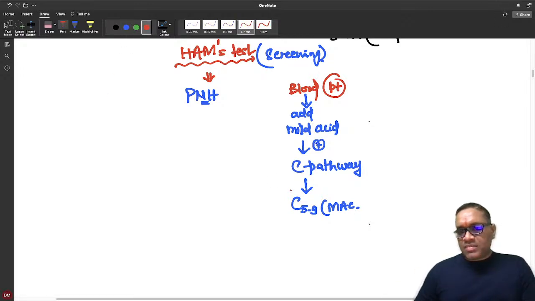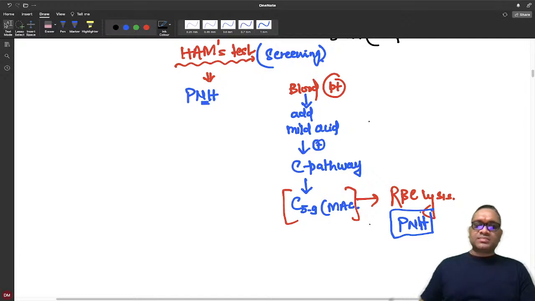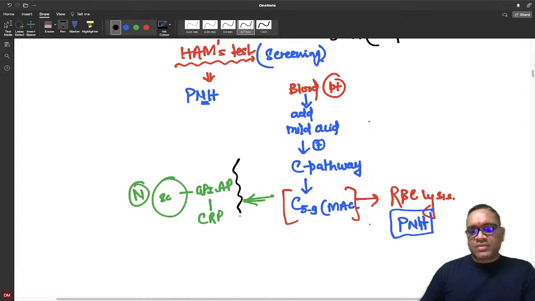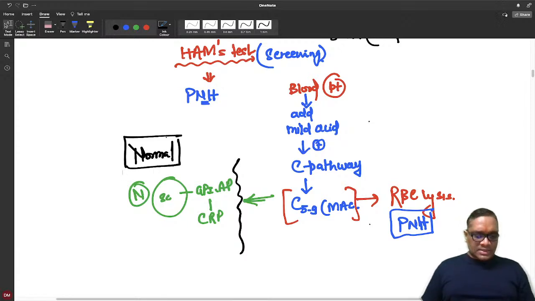The membrane attack complex is going to attack the RBC and cause RBC lysis. When will it cause RBC lysis? If it is a PNH patient. Because in a normal individual, their stem cells will be having GPI anchor protein, which is holding the complement regulatory protein, and this complement regulatory protein will not allow damage by the C5-C9. So now understood. This is for the normal individual. Clear?